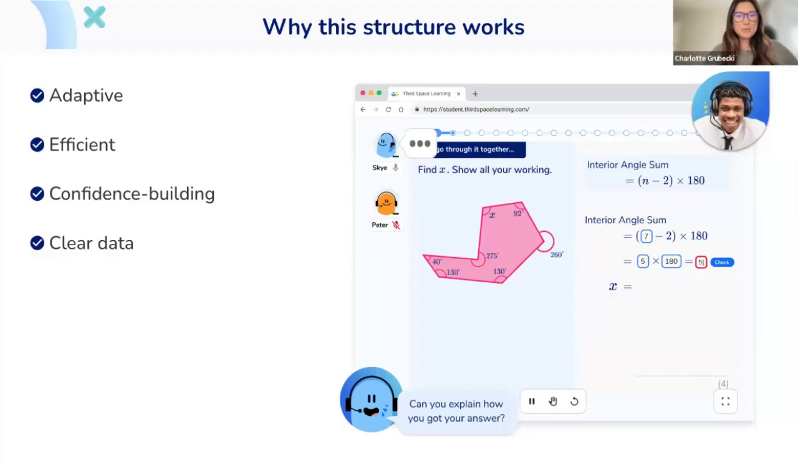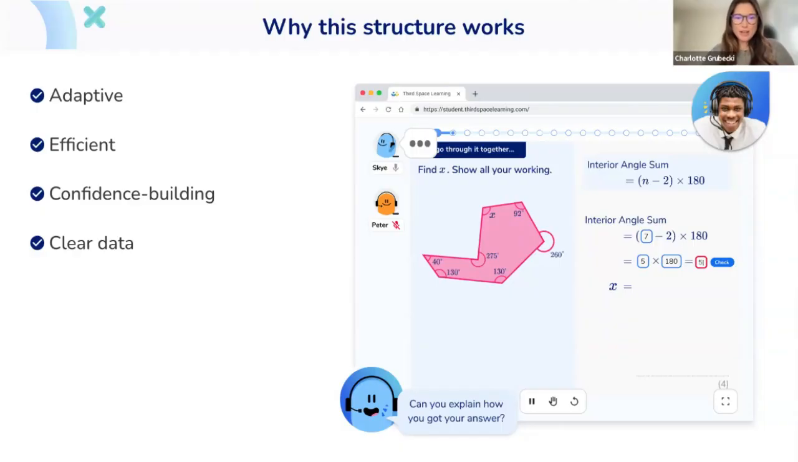I think that last point is worth highlighting for anyone who leads a maths department as well as teachers. Running this structure consistently across year 11 or even year 10 gives you something that you can actually act on. So it's not just mock scores, but it's topic by topic gap data across your whole cohort.